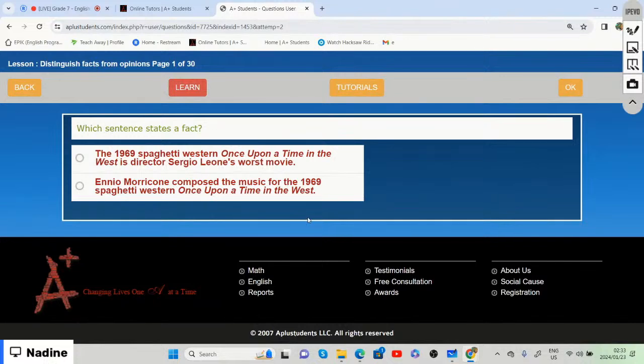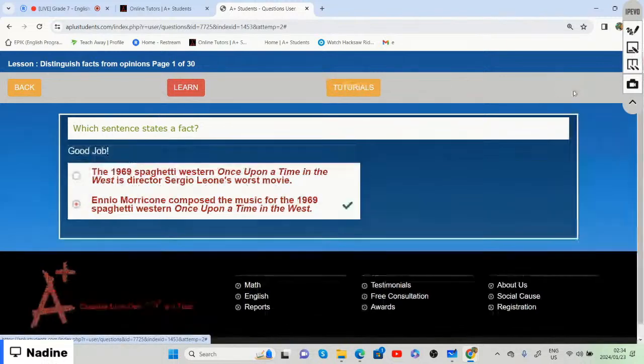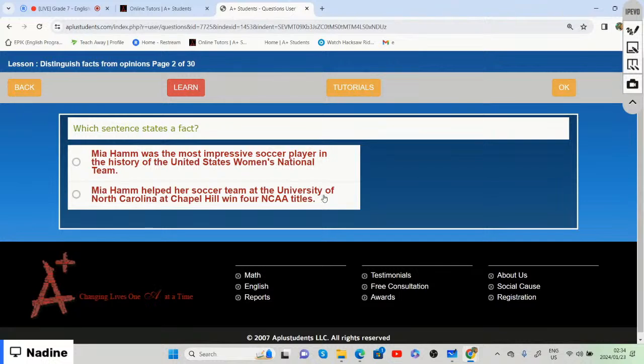So if we look at our facts, it says that Sergio Leone's was the worst movie, or Ennio Morricone composed the music for the 1969 spaghetti western Once Upon a Time in the West. Let's choose which one is a fact, right? Let's choose the second one. And the second one is correct, right? The second one is correct because it also states that it is a musical.